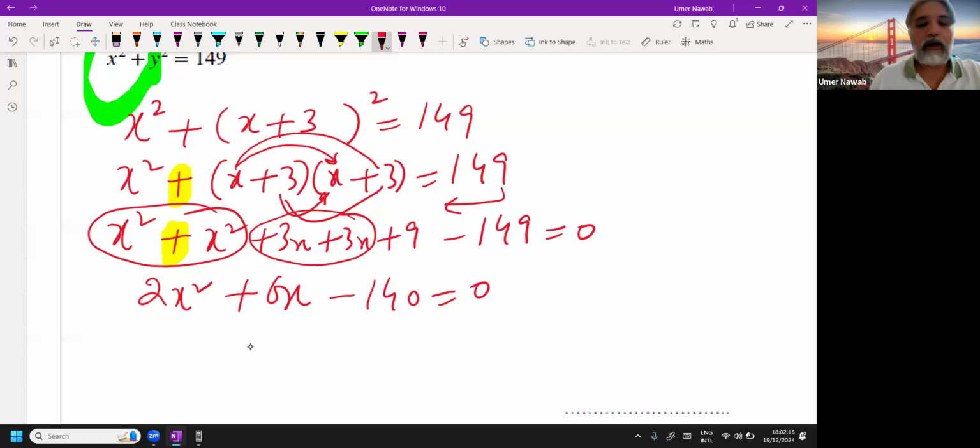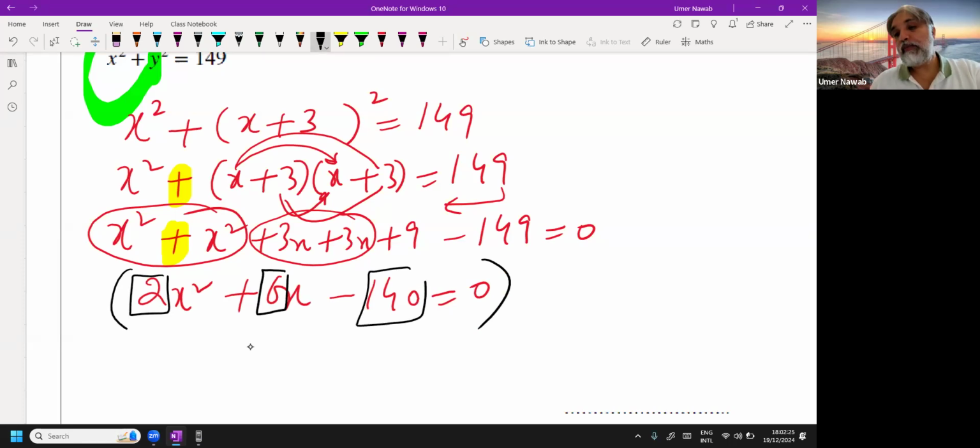Bravo. Now, again, I want to tell you, do you want to downsize the coefficients? Yes, Mr. Omar. 2 can be divided by 2, 6 can be divided by 2, 140 can be divided by 2.